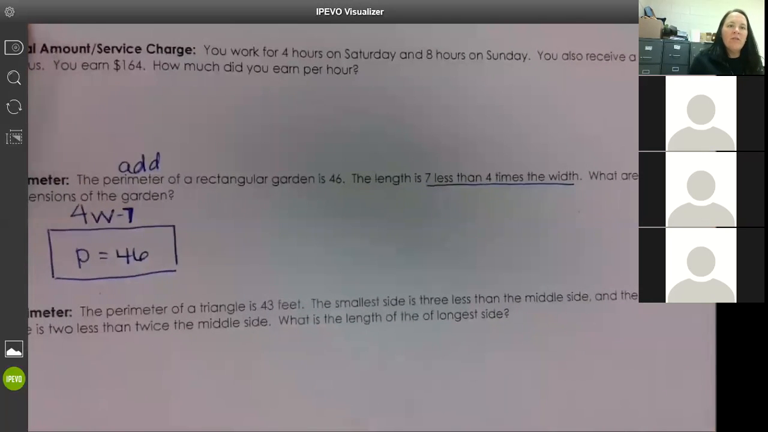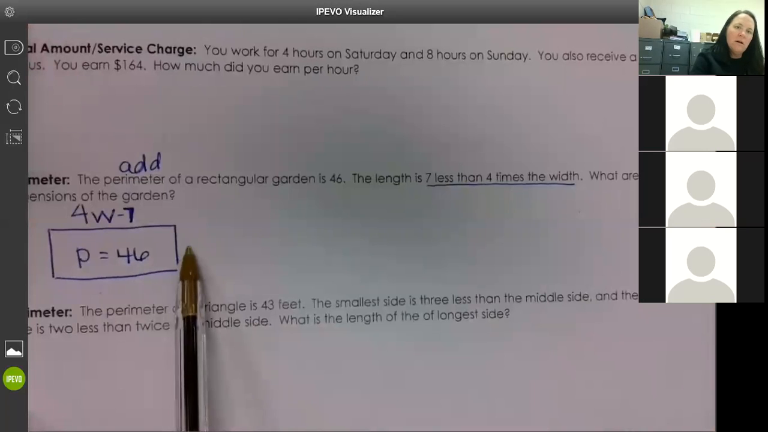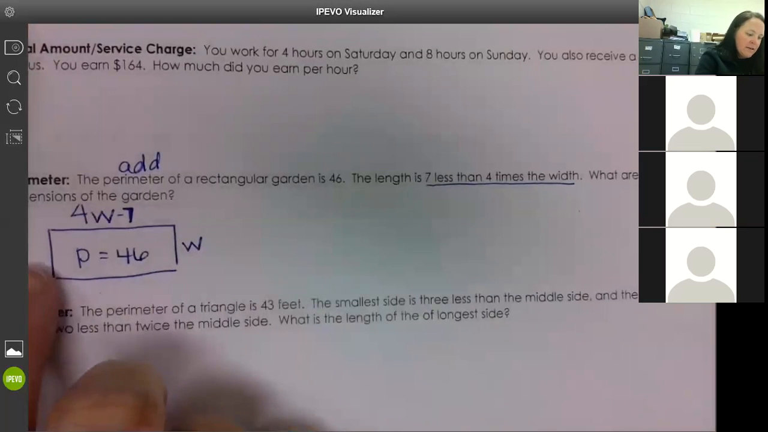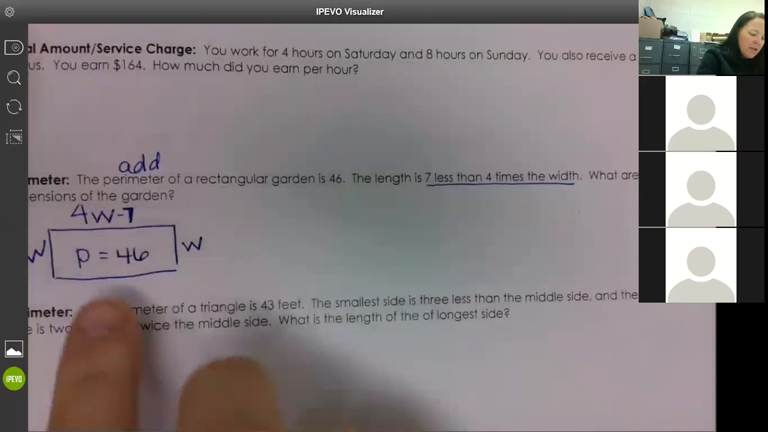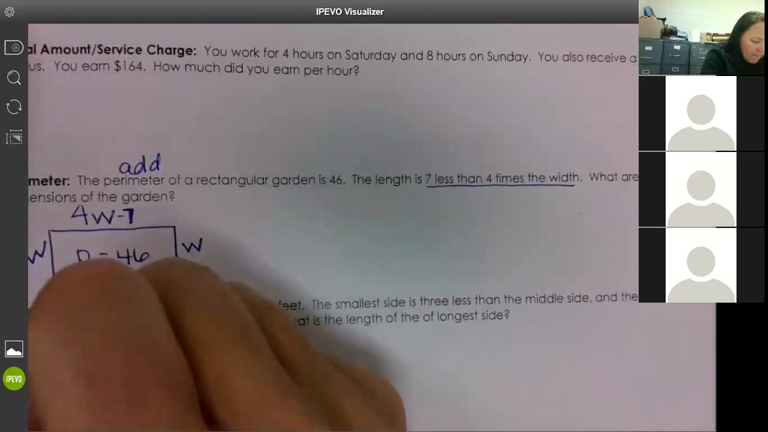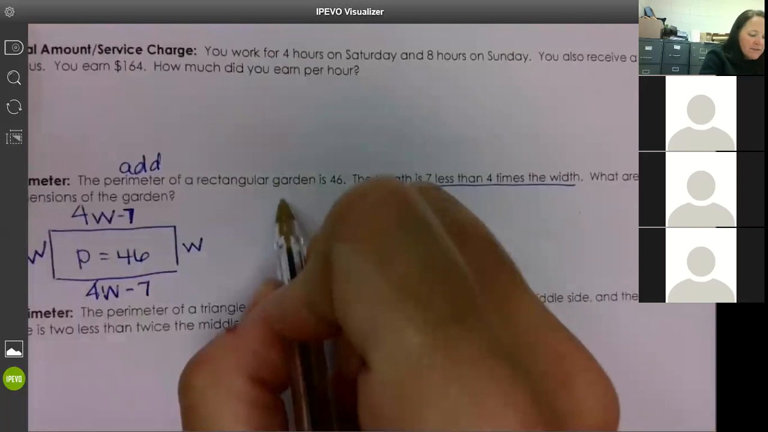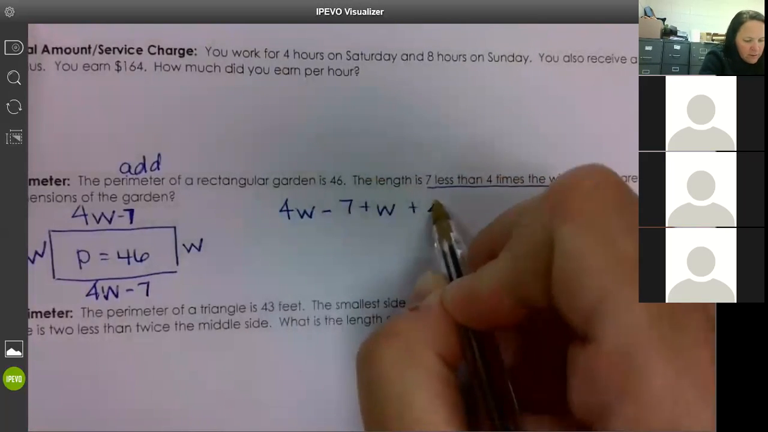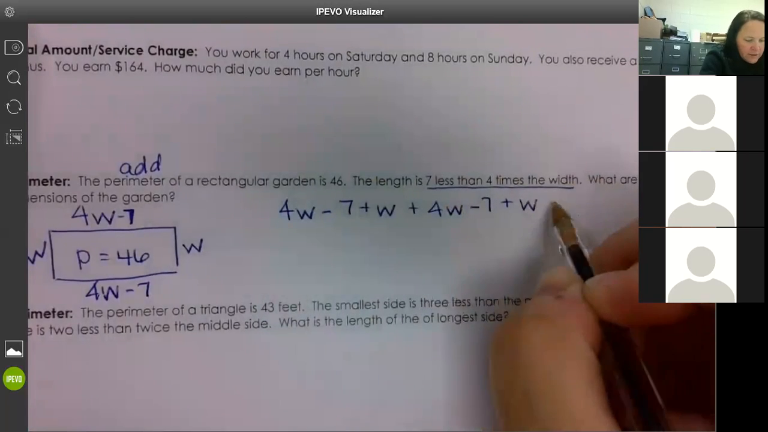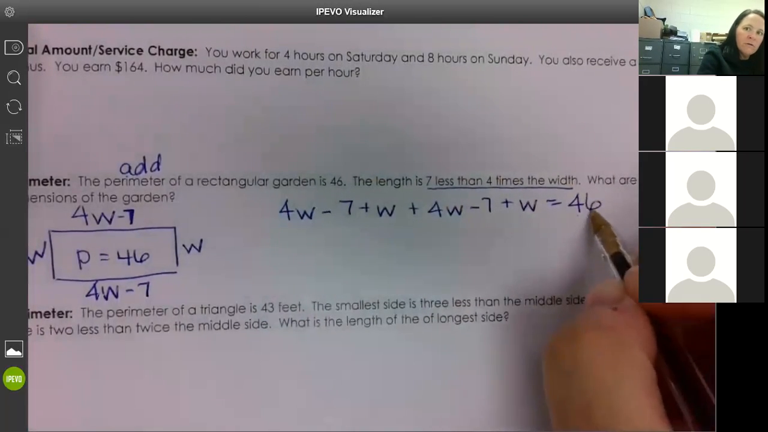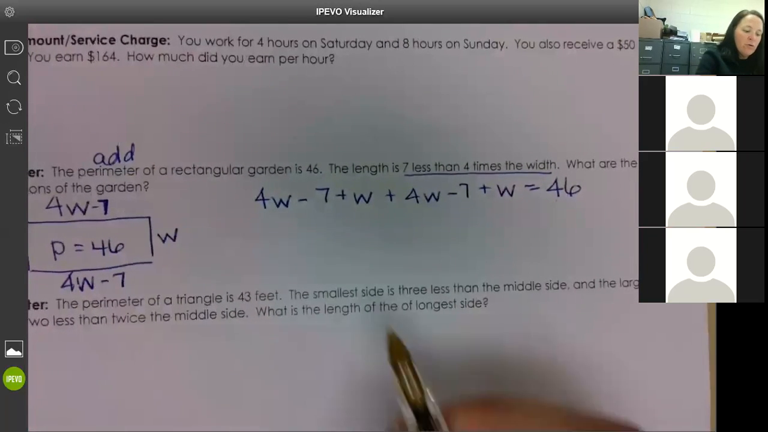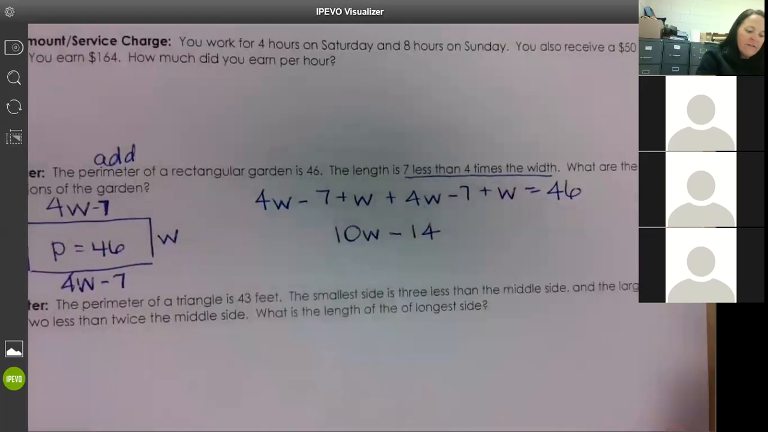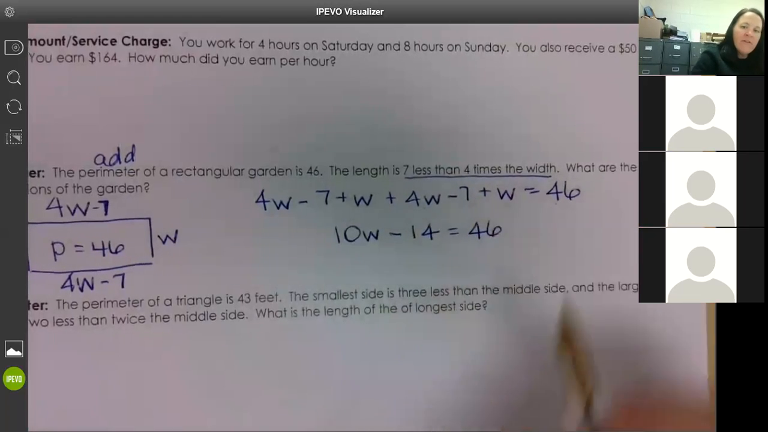How would I represent the width on this side? They didn't tell me anything else. Just a W. Yeah, that's just the W. So if this side is W, what is this side? W. What's the bottom? 4W minus 7. And then we just add all those up. So it's going to be a big, long number sentence. Here's your top, left, bottom, right. And it says it adds to the perimeter of 46. We have a total of 10 W's. Minus 7 minus 7 is minus 14. And then that's the equation that you would solve.